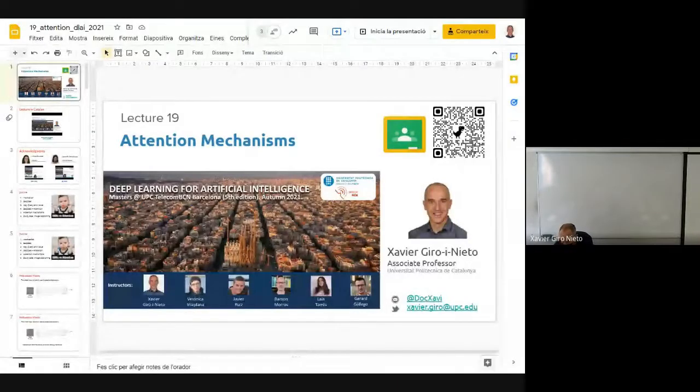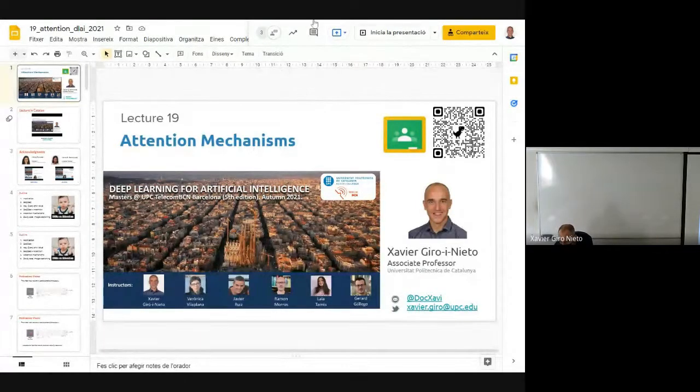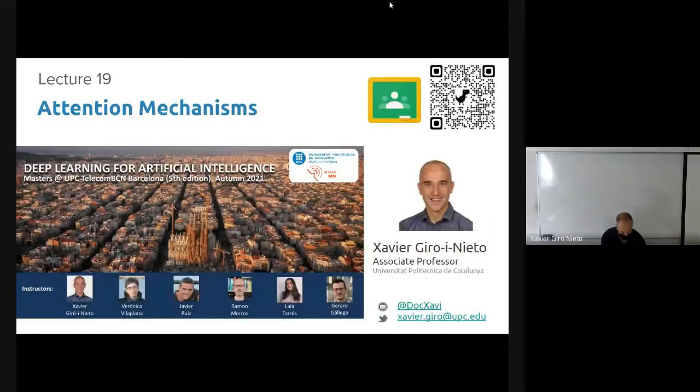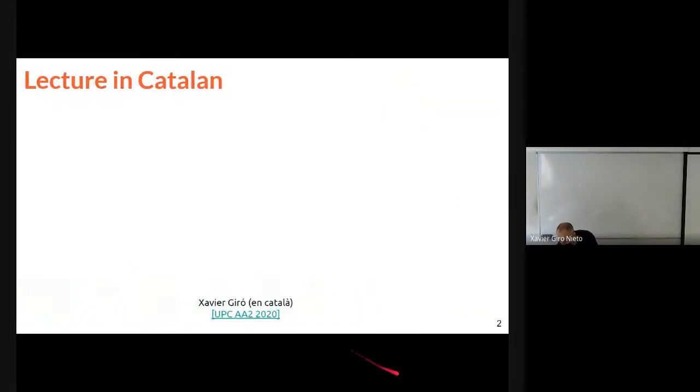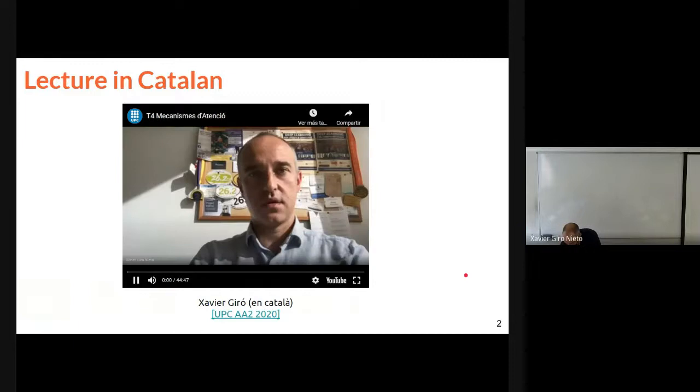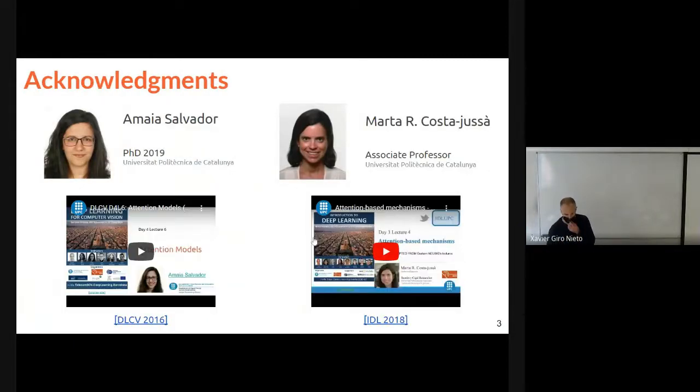Let's go for it. We start with attention. The two blocks that we will cover today, attention and transformer, you see they are very tightly related. They could be one single block. Also, if you want my last year lecture in Catalan, you have it here as well. And also you have session lectures by Amaya Salvador and Marta Ruiz on the same topic.